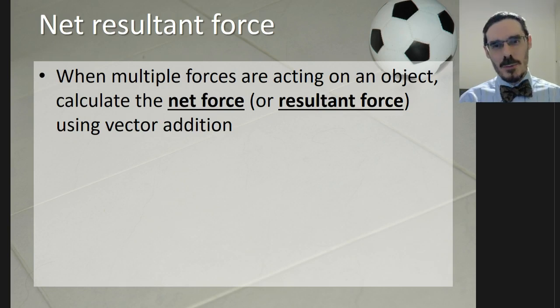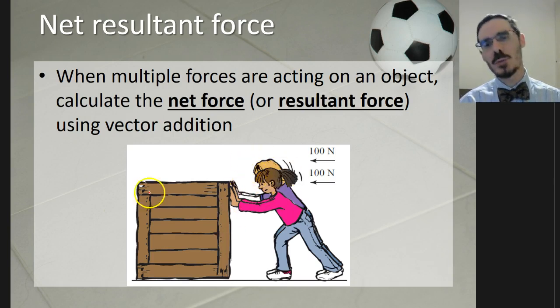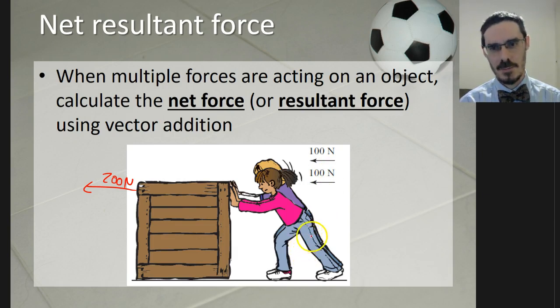When there are multiple forces acting on an object, we have to calculate the net force, sometimes called the resultant force, using vector addition. It's really important. The directions matter. For example, if two people are each pushing on a box with 100 newtons of force, the net force acting is 200 newtons. The vector addition of those two in the same direction.